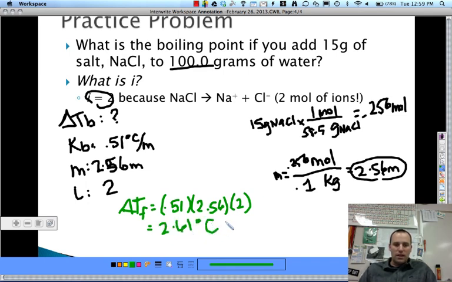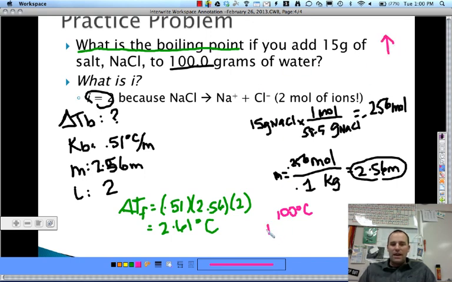Now again, this is not the answer. You have to read what the question is asking. What is the boiling point? Well, what is the original boiling point of water? 100 degrees Celsius. What does the boiling point always do? It elevates, it goes up. So that means that we have to add 2.61 degrees Celsius to our original boiling point. So our answer is actually 102.61 degrees Celsius. That's what the new boiling point is going to be.